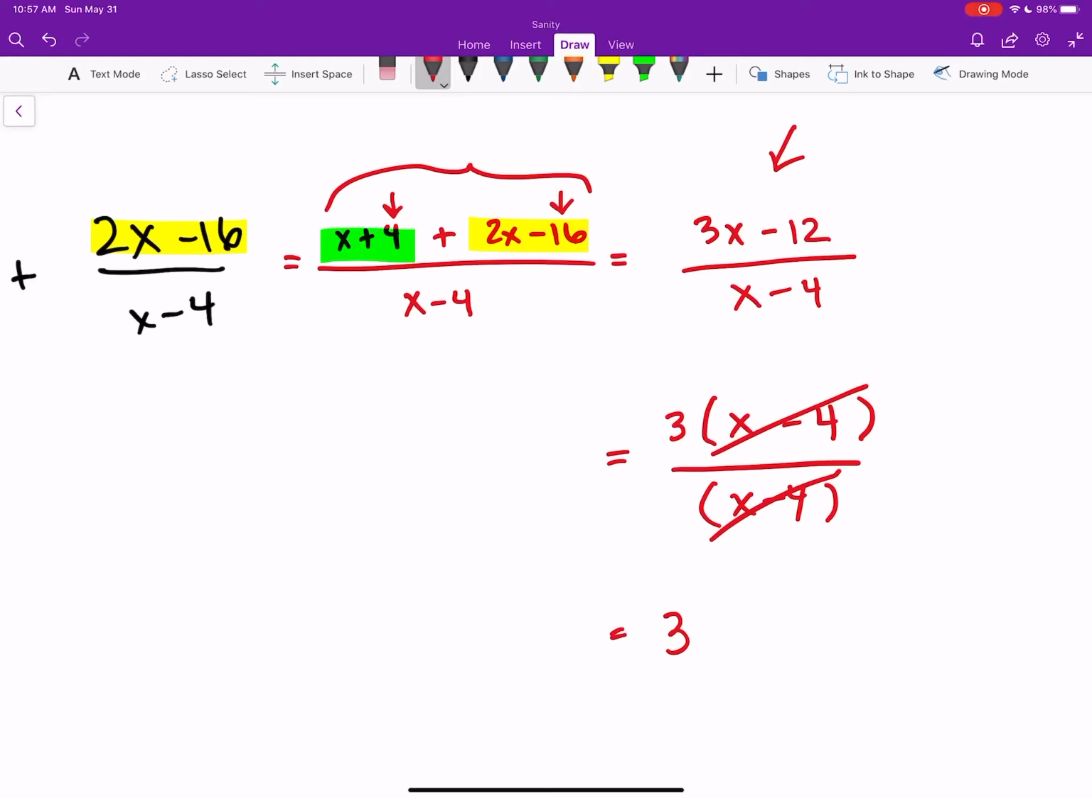Again, if you remember from last week, since we've canceled out something, you have to make sure that you're accounting for what's in the denominator, because we cannot divide by 0 in the denominator.